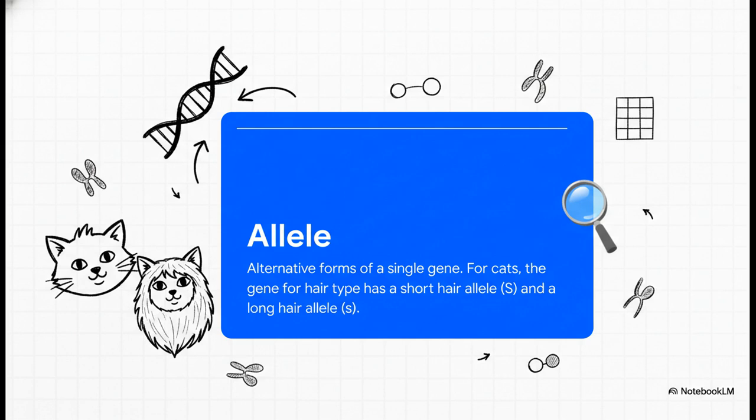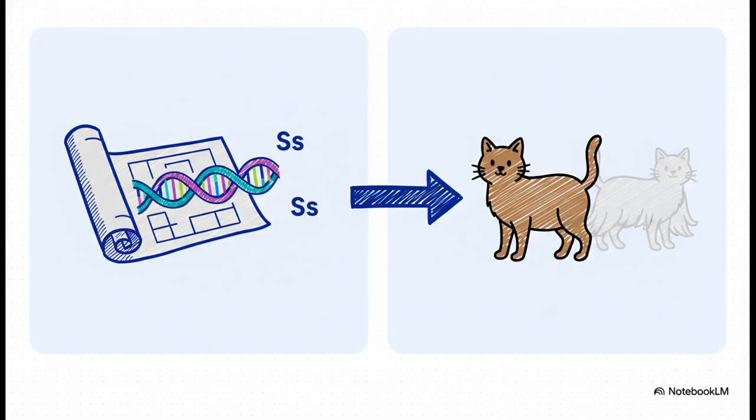So for our cats here, the gene for hair type has 2 versions we're looking at. One for short hair, which we'll represent with a big S, and one for long hair, a little s. Simple as that.